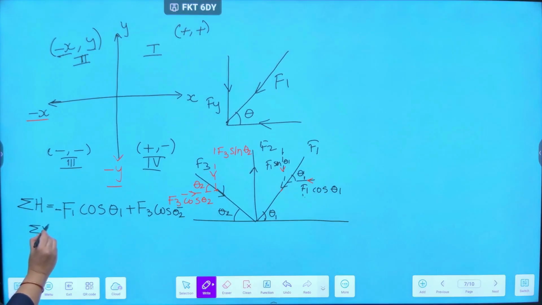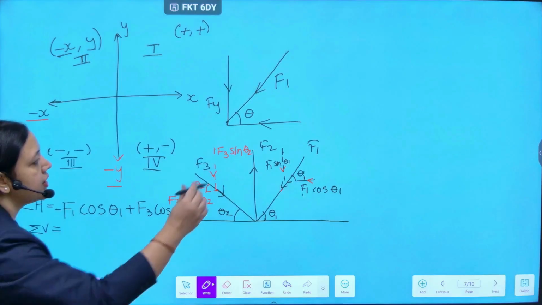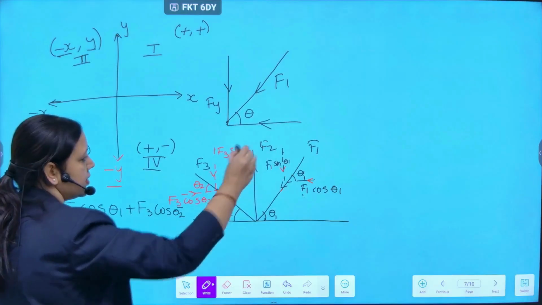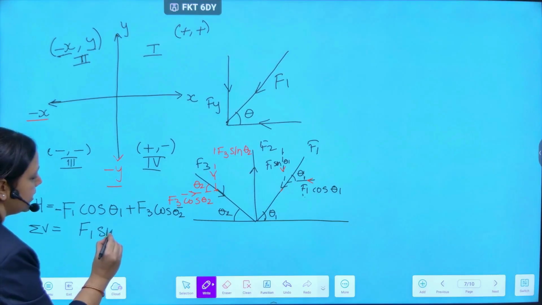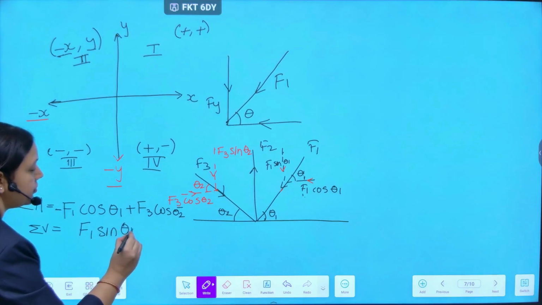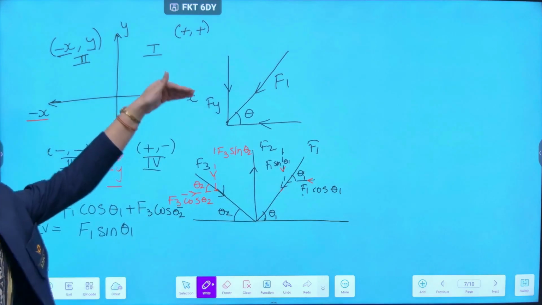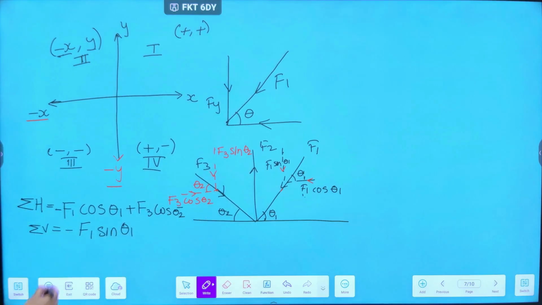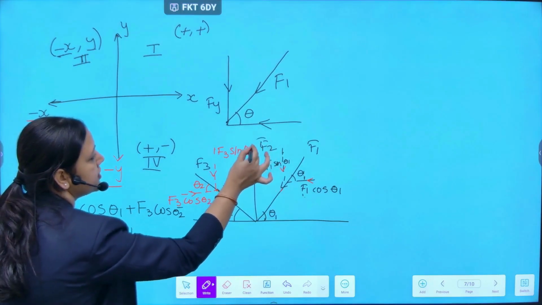Now we calculate sigma V, that is the sum of all the vertical forces. So what are the vertical forces acting here? This is a vertical force, F1 sin theta 1. What is its direction? Moving downwards, so negative. Next vertical force is F2.